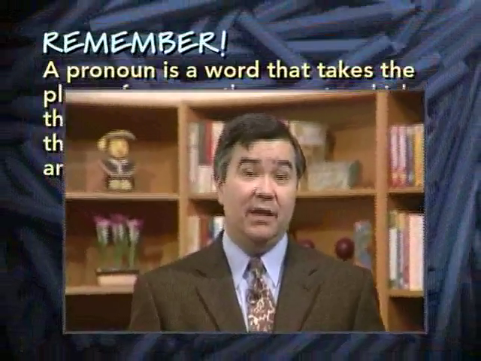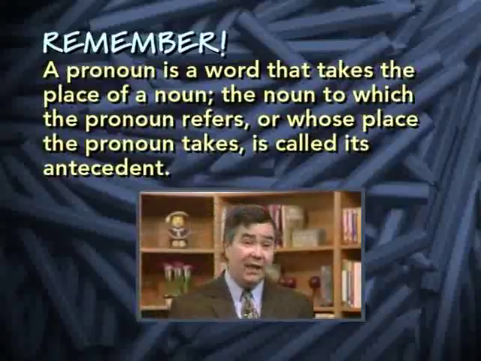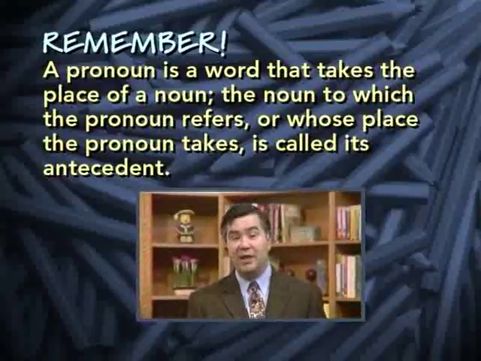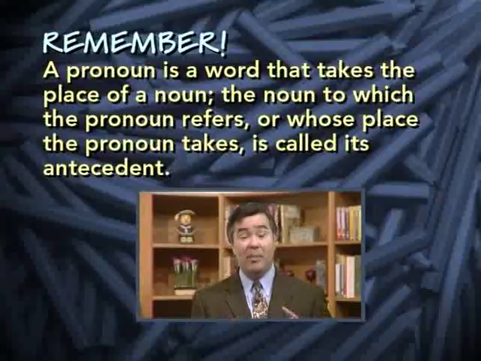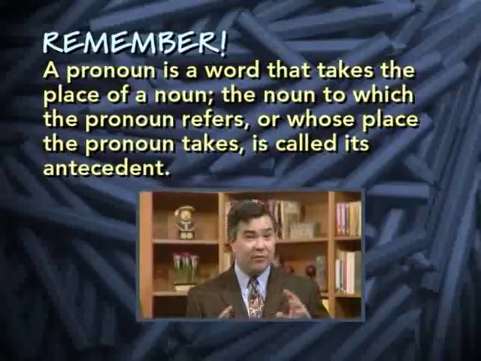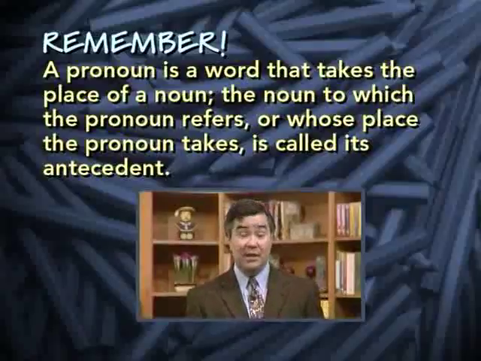So far, we've been talking about agreement between subjects and verbs. In this lesson, we're going to talk about agreement between pronouns and antecedents. As you know, a pronoun is a word that takes the place of a noun, and the noun to which the pronoun refers, or whose place the pronoun takes, is called its antecedent. The antecedent may or may not appear in the same sentence or paragraph. Sometimes you have to do a little thinking to figure out what the antecedent of the pronoun is.